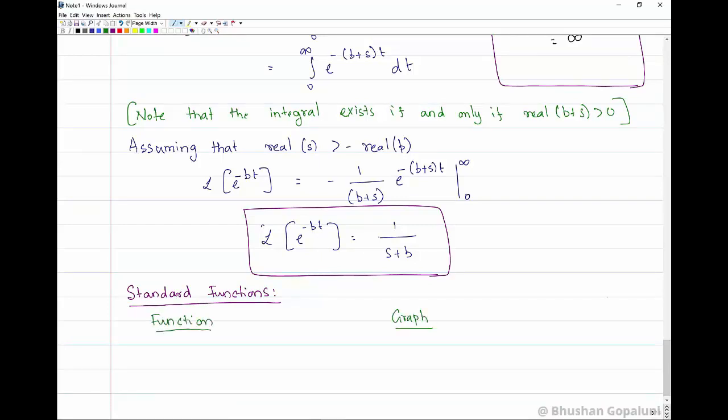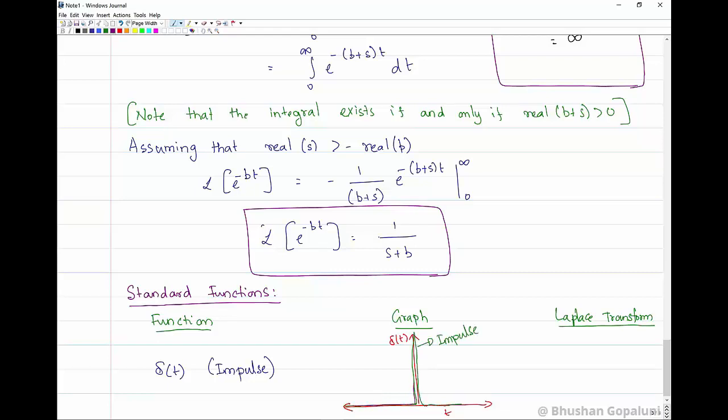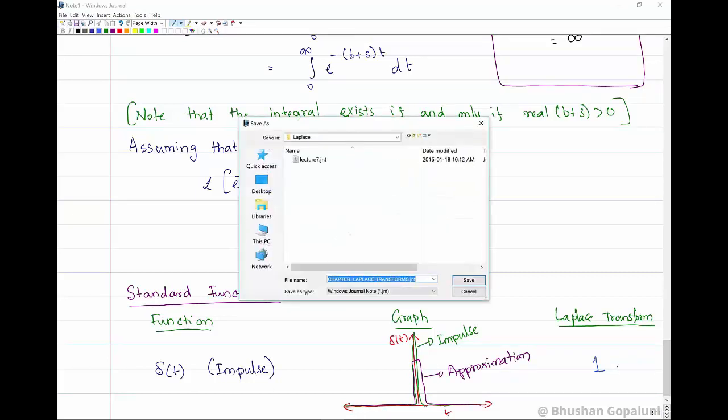There are certain standard functions which we're going to encounter again and again. One of those functions is the impulse function or Dirac delta function, which is equal to 0 everywhere and is equal to infinity at time 0. Often this impulse function is approximated using a pulse function, and the Laplace transform of the impulse function is 1.